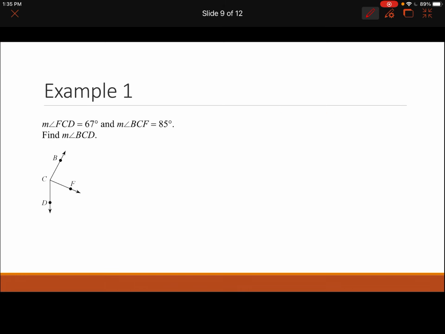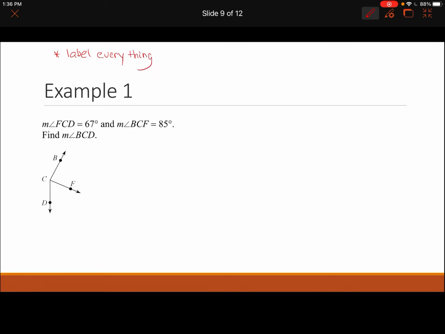So the first example: the measure of angle FCD is 67 degrees. The measure of angle BCF is 85, and we need to find BCD. So let's label everything. The only thing that we need to do is label everything.